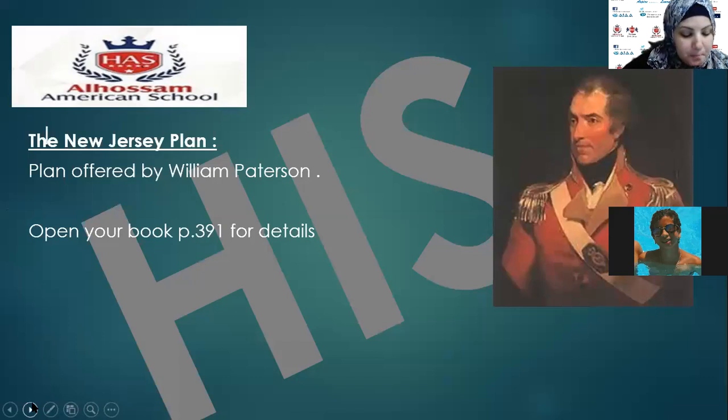This man says that the Congress will have only one house. In the other plan, they have two. This plan also says that each state would have equal representatives, no more, no less. This plan would give the small states the same number of representatives as large states. So now it's clear, the difference between the New Jersey Plan and the Virginia Plan.